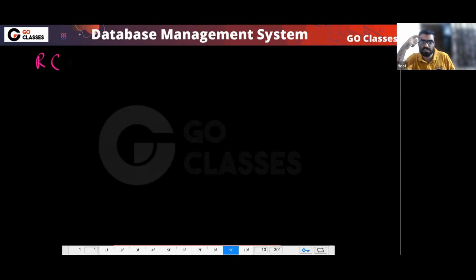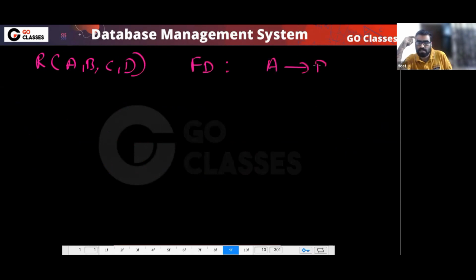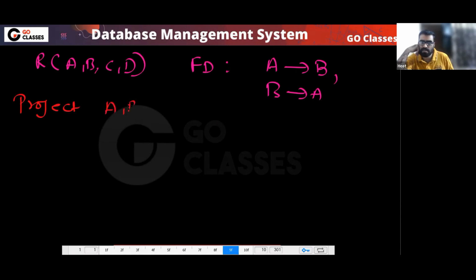Let us assume you have A, B, C, D, and I'm giving you two FDs. Let's assume that A implies B, and B implies A. Now if you project A comma B, then what are you going to get? Tell me. Now you will get a bijection.